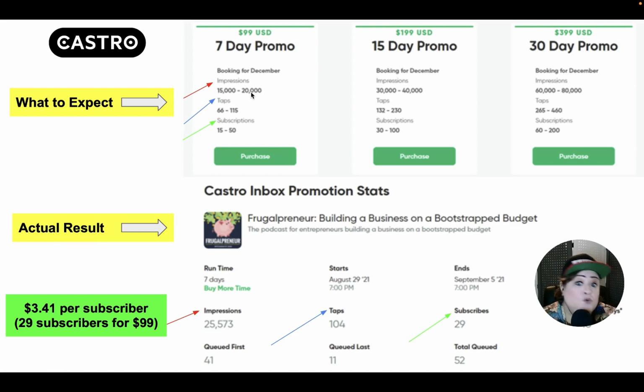Instead of 15 to 20,000 impressions, I got 25,000. I got 104 taps, so kind of on the higher end here. And then I got 29 subscribes, which is in the middle here. So basically what that comes to, I got 29 subscribers for $99, which comes to $3.41 per subscriber. I would say anything below $5 is decent. I would like to get more around $1, but under 5 is decent. I think anything above 5 is pretty expensive.